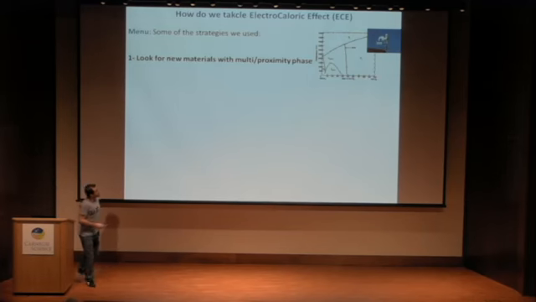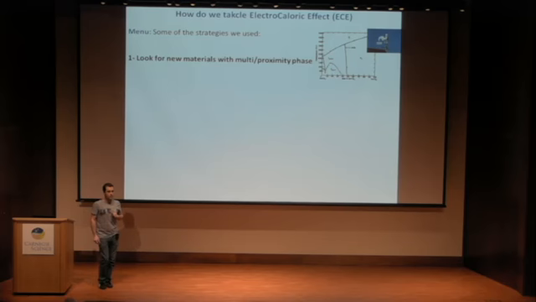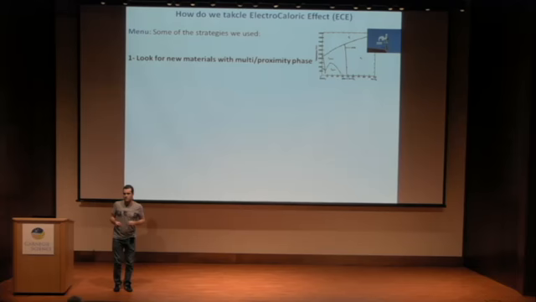So what we wanted to do and what we tried to do is to tackle this electrocaloric effect. And we tried different strategies. The first one is very basic in the sense that we wanted to look for new material which might be interesting for electrocaloric properties. And the idea was easy. We need to have some order-disorder aspect.